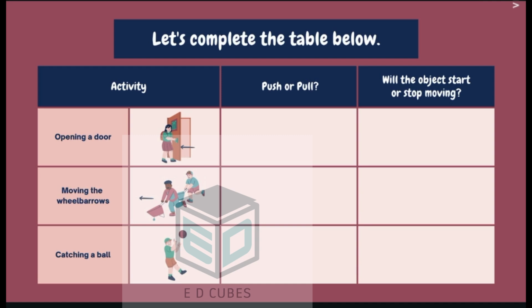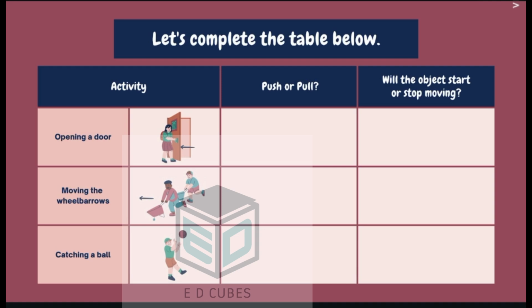And the next figure, moving a wheelbarrow. Here, two boys are holding a wheelbarrow, and they are just pushing it. They are trying to move the wheelbarrow away from them. Though it is not moving away, yes, they are trying to move it away from them. That's why the force applied is push force. And will the object start or stop moving? Here the object starts moving, because it has a wheel and they are running along with the wheelbarrow.